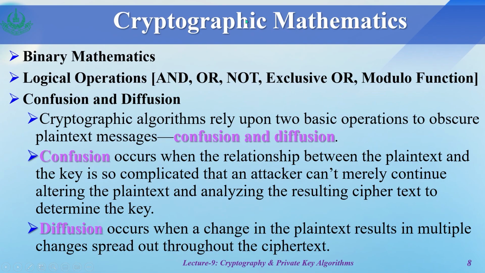Cryptography, cryptology and cryptanalysis use mathematical terms. Binary mathematics is used mostly. Logical operators AND, OR, NOT, exclusive OR, and the modulo function are used. Confusion and diffusion are also used. Cryptographic algorithms rely upon two basic operations to obscure plain text messages: confusion and diffusion.